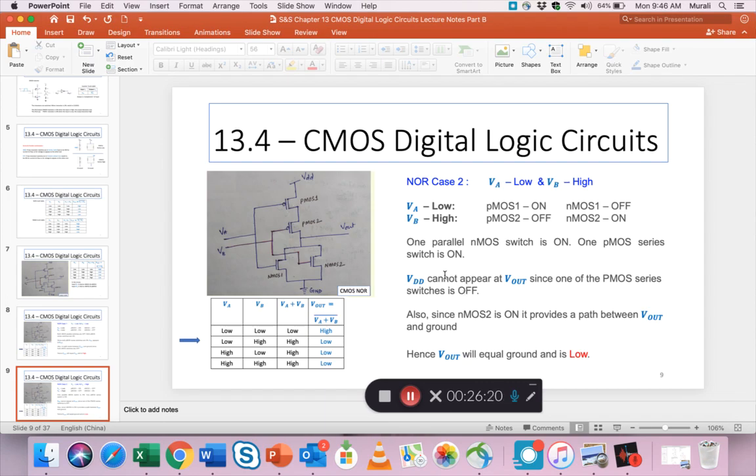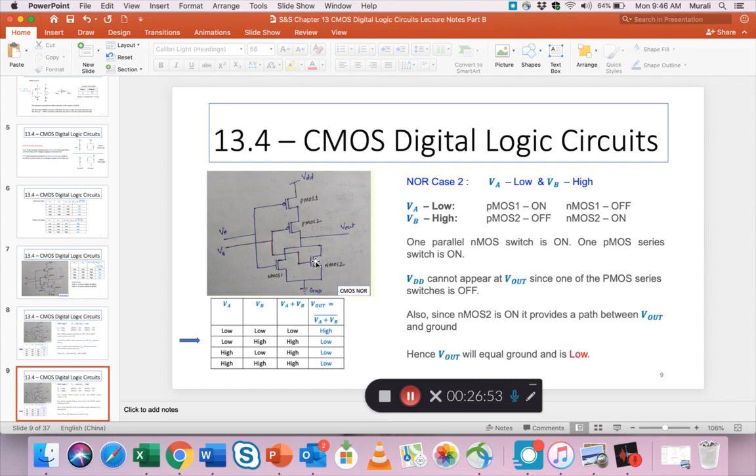Okay. So let's now continue. Because only one of these is on, obviously this VDD cannot come down, right? Because PMOS 2 is off. If this is off, this voltage can come here, but it cannot come through to Vout, right? Because PMOS 2 is off. Great, so we conclude that this cannot be high.